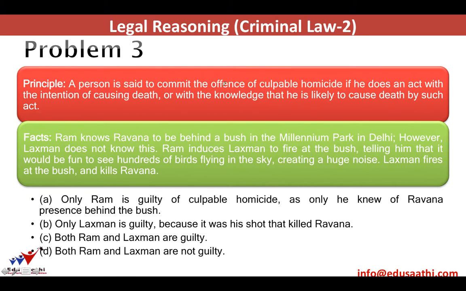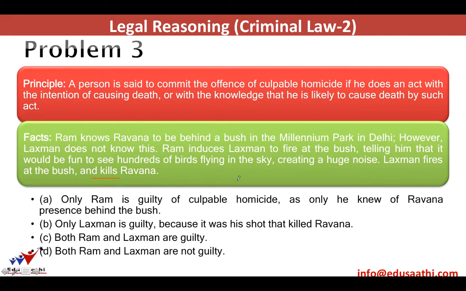A person is said to commit the offense of culpable homicide if he acts with the intention of causing death or with the knowledge that he is likely to cause death by such act. Facts: Ram knows Ravana to be behind a bush in the Millennium Park in Delhi. However, Lakshman does not know this. Ram induces Lakshman to fire at the bush, telling him that it would be fun to see hundreds of birds flying in the sky, creating a huge noise. Lakshman fires and kills Ravana.